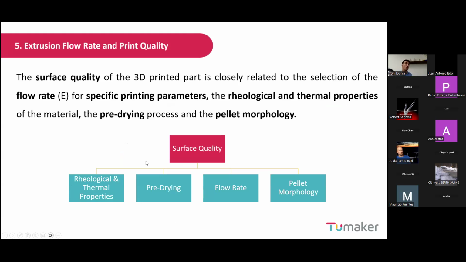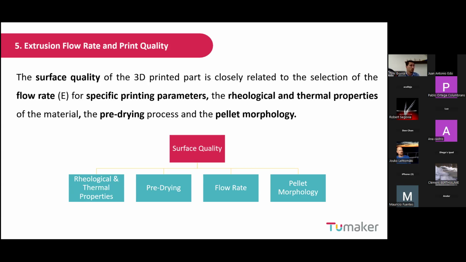Finally, the surface quality of the 3D printed part will depend on four factors. First, the rheological and thermal properties, that means how the polymer behaves when melting and when it is under a compression effort. Also, the pre-drying. We need to make sure that highly hygroscopic materials are dry in order to remove moisture, because if we do not remove moisture, water molecules are going to appear on the surface, decreasing the final surface quality.